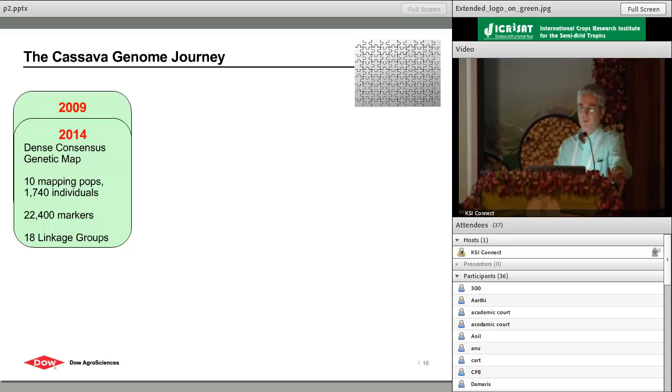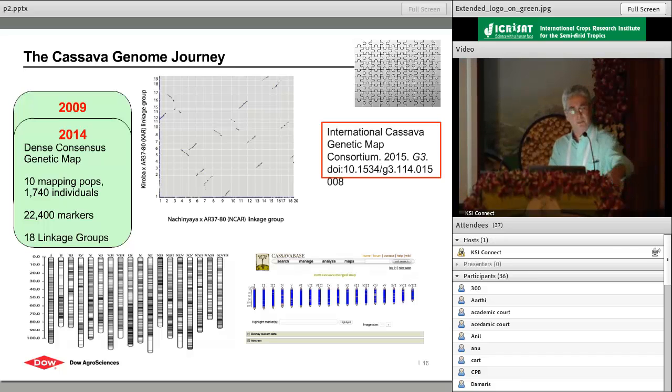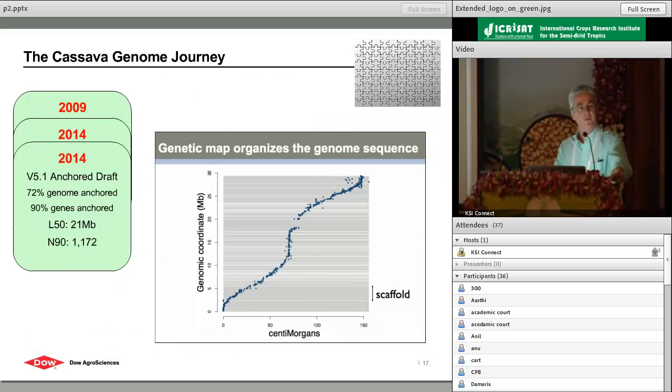This was recently published earlier this year. The very next thing we do with that is to anchor the sequence of that draft that we had. And now we have 90% of the genes anchored to a chromosome location. So we're beginning to get something that's pretty useful in a breeding context.